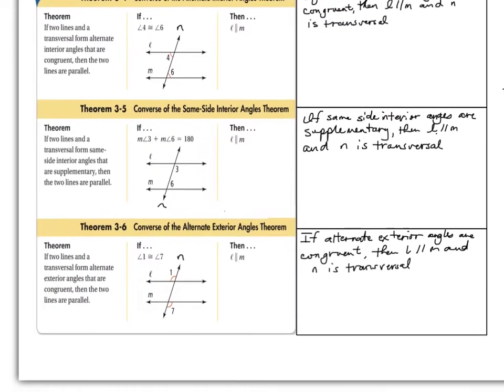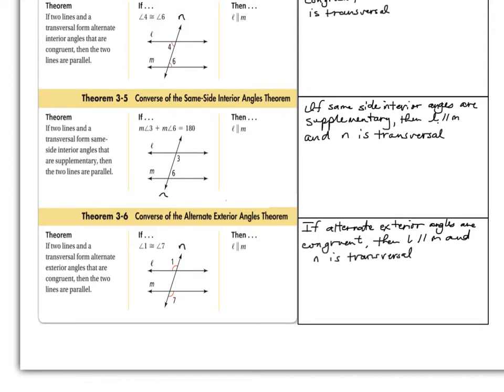Okay? So, Theorem 3.5 talks about the converse of the same side interior angles theorem. So it says if two lines and a transversal form same side interior angles that are supplementary, then the two lines are parallel. So here, angles 3 and 6, they're saying add up to be 180. If that's true, then that means that L and M are parallel. So if same side interior angles are supplementary, then L is parallel to M and N is the transversal.